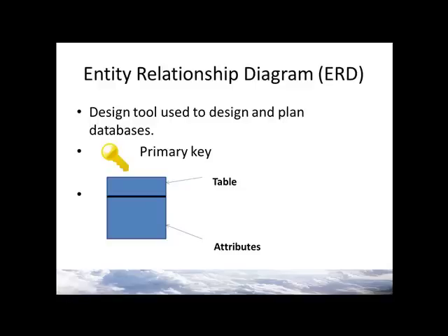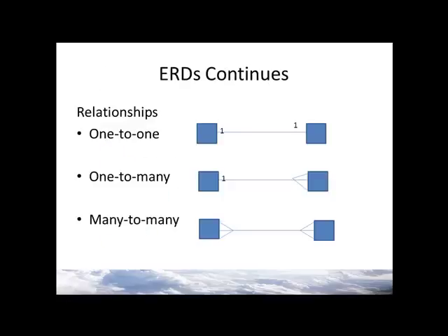The tables or entities are represented by a rectangle with a table name on top and the data attributes on the bottom. Lines are drawn between the tables to show the relationships of the data. There are 3 ways tables can be related: one-to-one, one-to-many, and many-to-many. Examples will be shown in the next 2 slides.